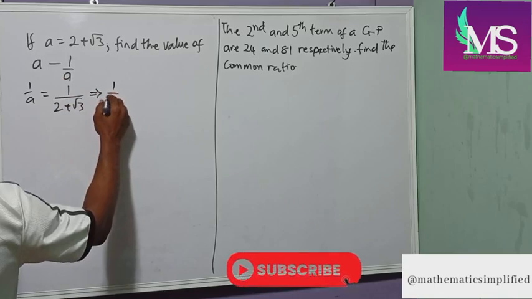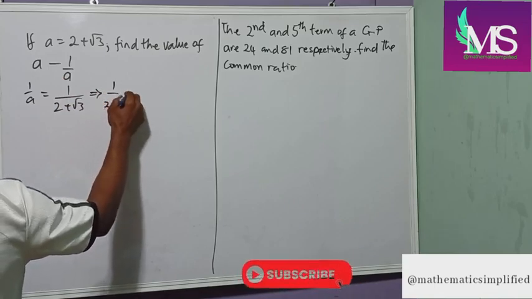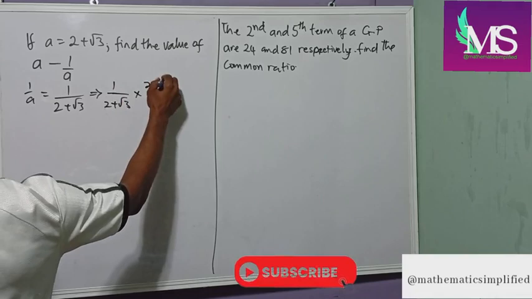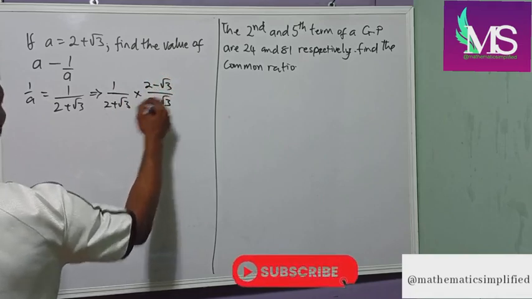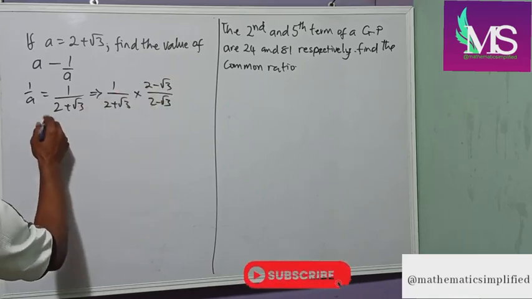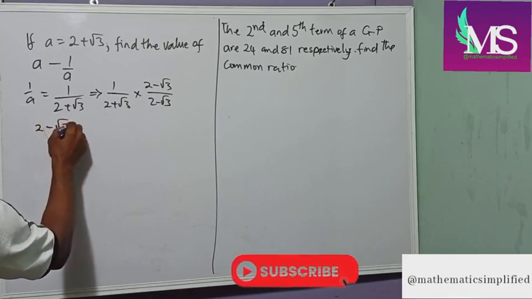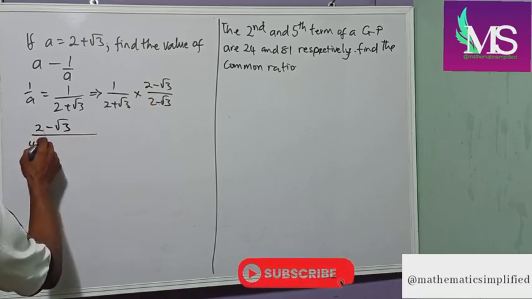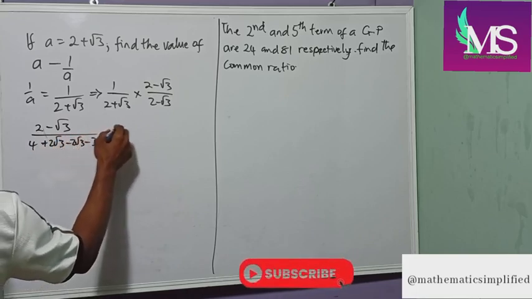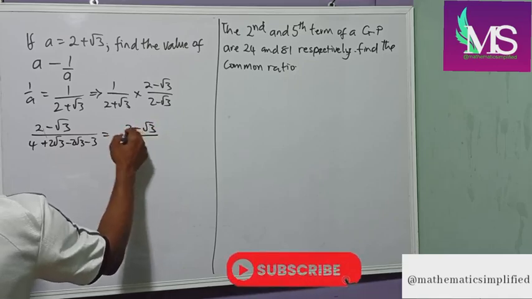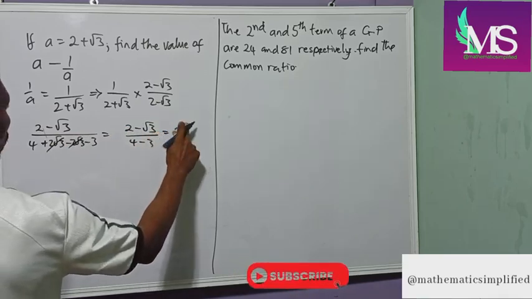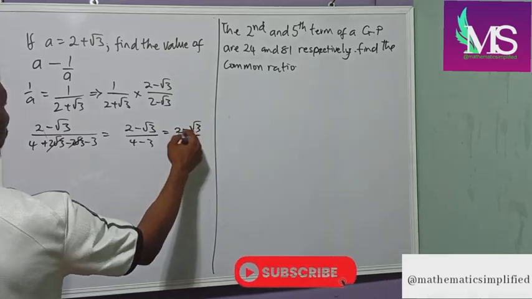1 over 2 plus root 3 times 2 minus root 3 over 2 minus root 3. Okay, now this will give us 2 minus root 3 all over 2 times 2, 4, plus 2 root 3 minus 2 root 3 minus 3, which will give us 2 minus root 3 all over 4 minus 3. This will cancel this, leaving us with 2 minus root 3 over 1.